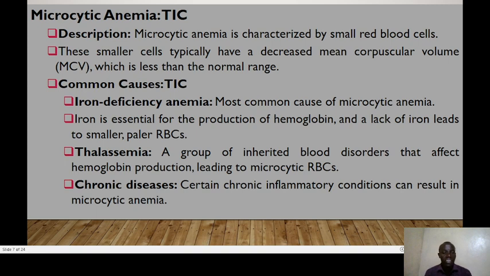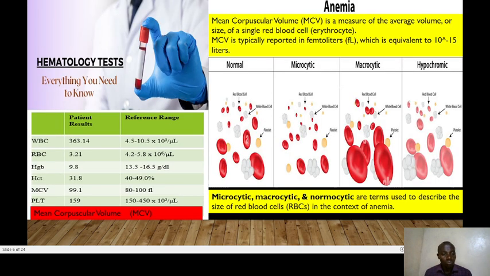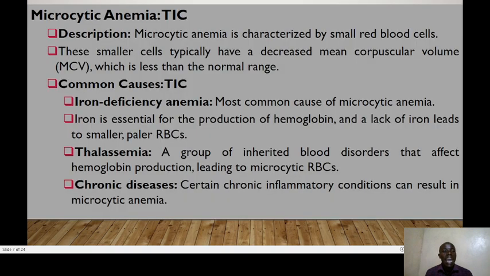Okay, less than 80. So this less than 80 is what will give you these types of microcytic anemia. The causes could be iron deficiency anemia, which is the most common cause of microcytic anemia, and the most common type of anemia. Iron is very essential for the production of hemoglobin, and lack of iron normally leads to smaller, paler RBCs. Thalassemia is also another condition that could lead to microcytic anemia, a group of inherited blood disorders that normally affect hemoglobin production. And lastly, we have chronic diseases, where certain chronic inflammatory conditions can result in microcytic anemia.